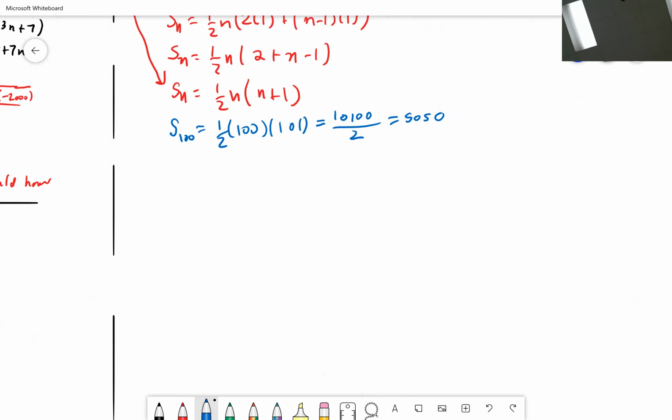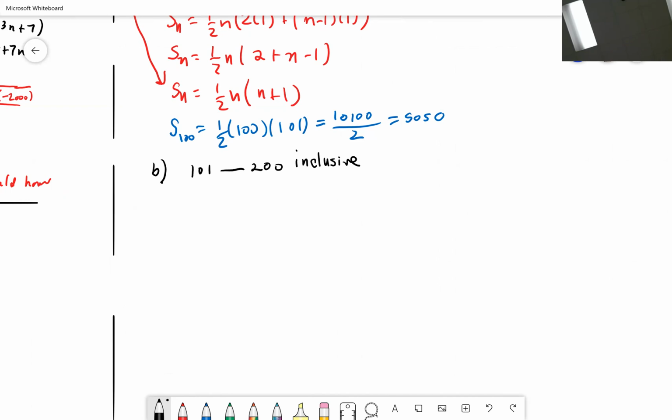Now part B. For 10, it says find the sum of the natural numbers from 101 to 200, inclusive, meaning also include 101 and 200. Let me write inclusive better. Now, obviously, we're going to add 101, 102, 103, 104.